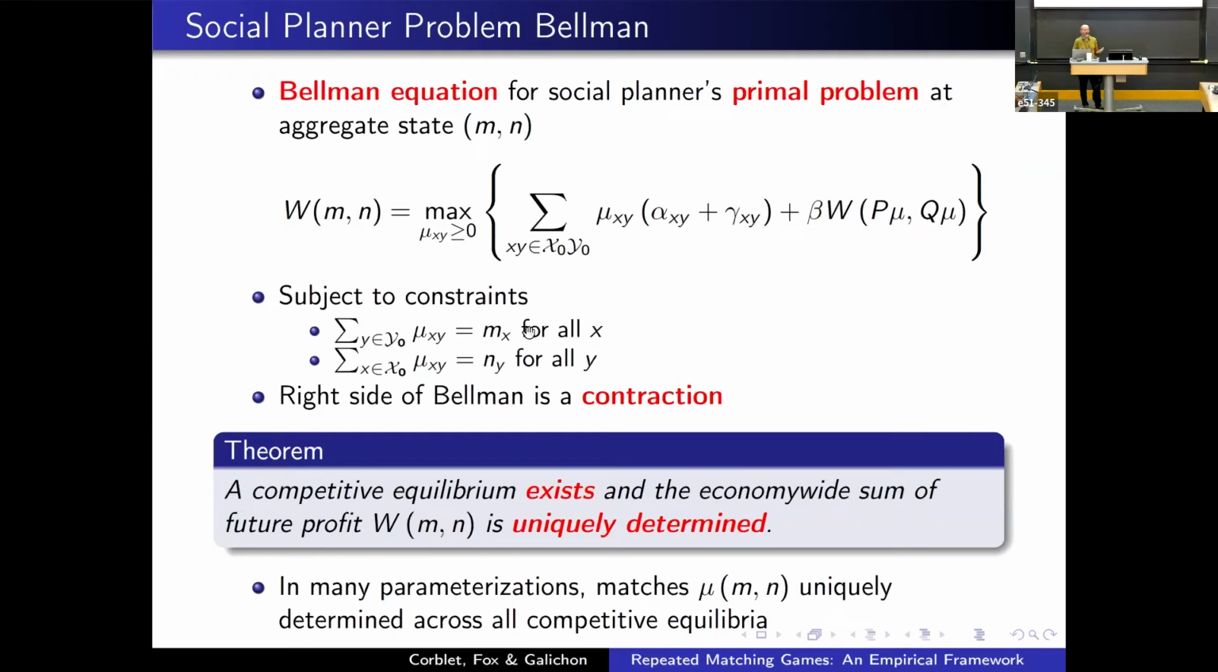And so we know from standard theory that the right side of this is a contraction. Therefore, we can show that a competitive equilibrium exists. And if it were some coincidence that two competitive equilibria existed in terms of vectors of matches, at least the vectors of matches would have to give the same present discounted value for y prime.